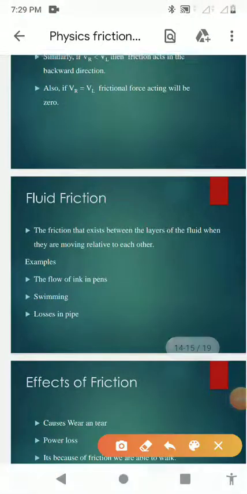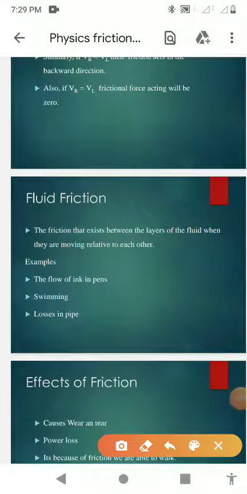Okay, now an example of fluid friction, a common example we might have come across in day-to-day life, is the flow of ink in pens. When we write, what will happen? One layer of that ink will slide over the other.